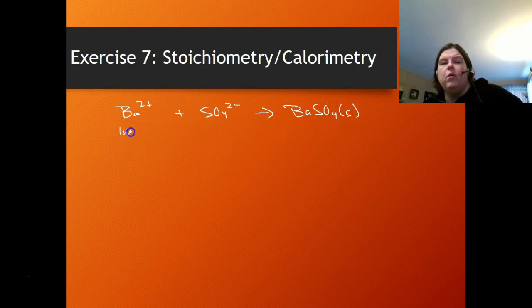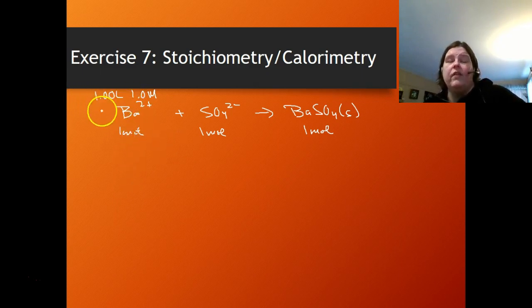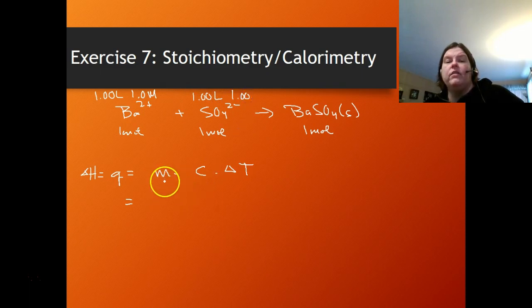I can see 1 mole, 1 mole, 1 mole. And if I remember, I had 1 liter of a 1.0 molar solution, which means I had 1 mole of that substance. So that's all good stuff right there. That makes really good sense. So we go delta H is equal to Q, which is equal to M times C times delta T. So M, remember, I had 1 liter of barium and I had 1 liter of the sodium sulfate solution. But I want everything in milliliters because I have grams per milliliter and I want grams, okay?